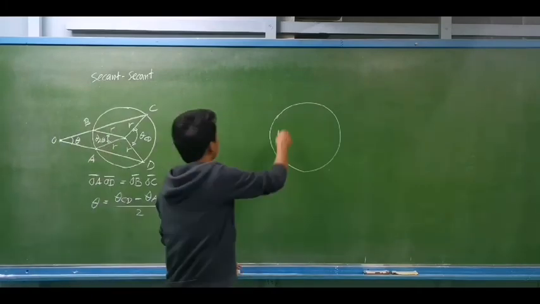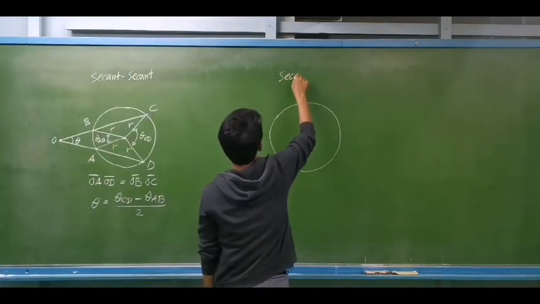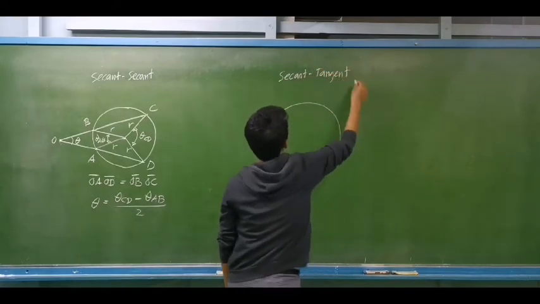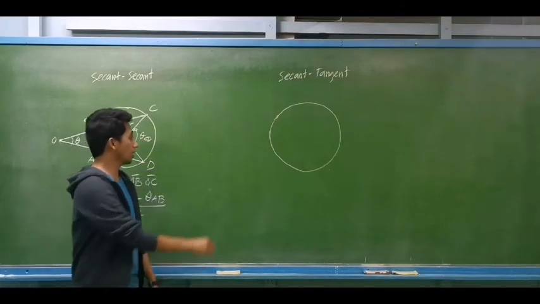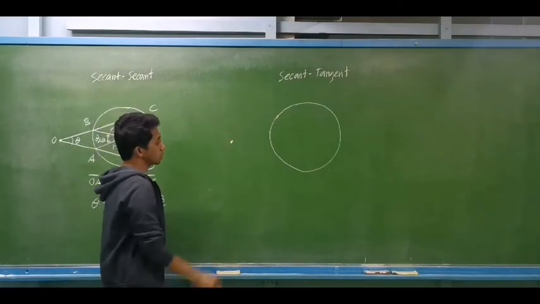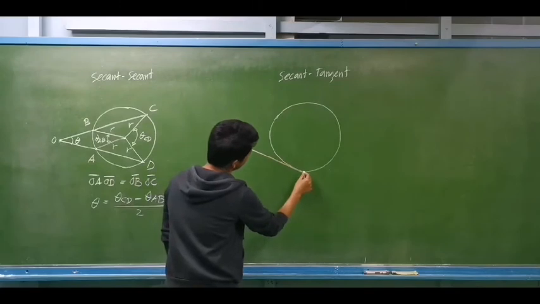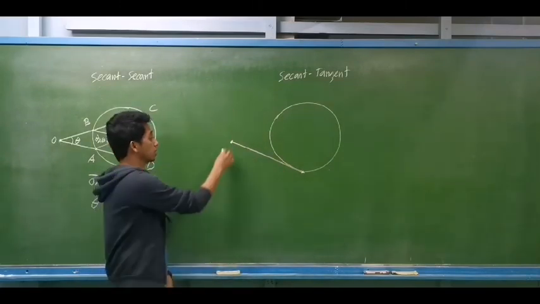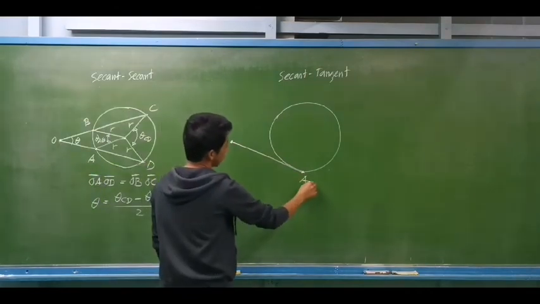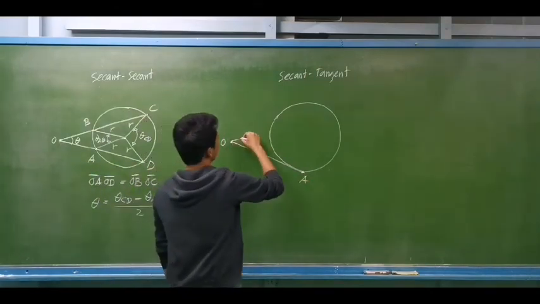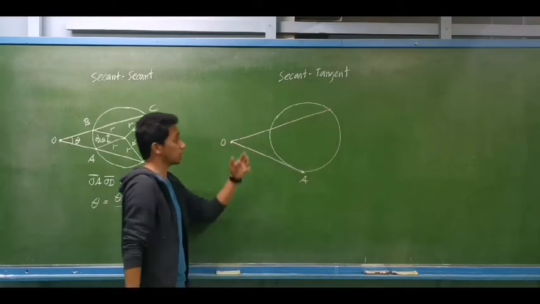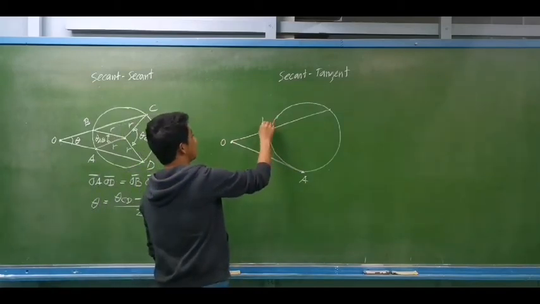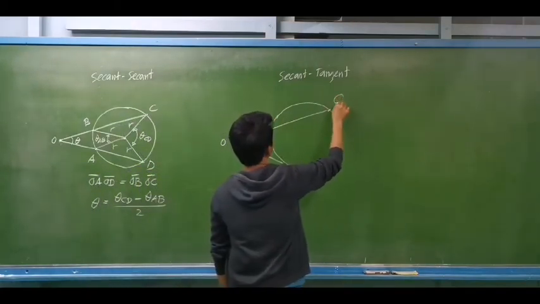O yung next theorem is yung combination, the secant tangent theorem. So again, for example, meron kang point sa labas ng circle. Gagawa ka ng line segment and it will intersect the circle at exactly one point. That is a tangent. So let's say this is point O, this is A. Tapos kung gagawa ka naman ng secant, it will intersect the circle twice. Mag-extend sa labas. So this is, let's say, point B. Tapos ito naman si point C.